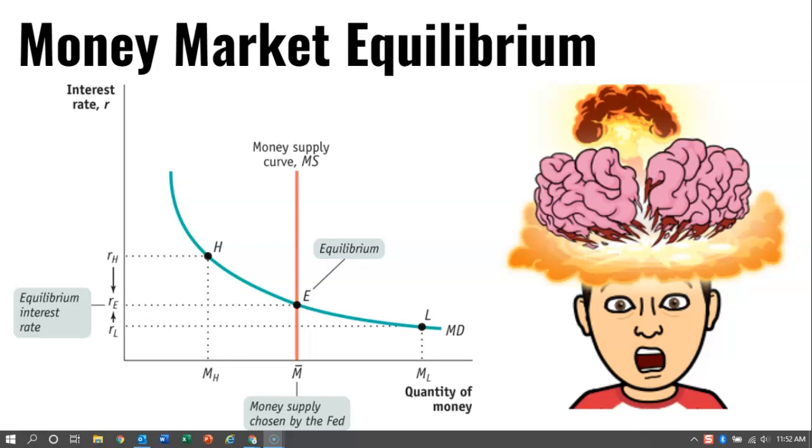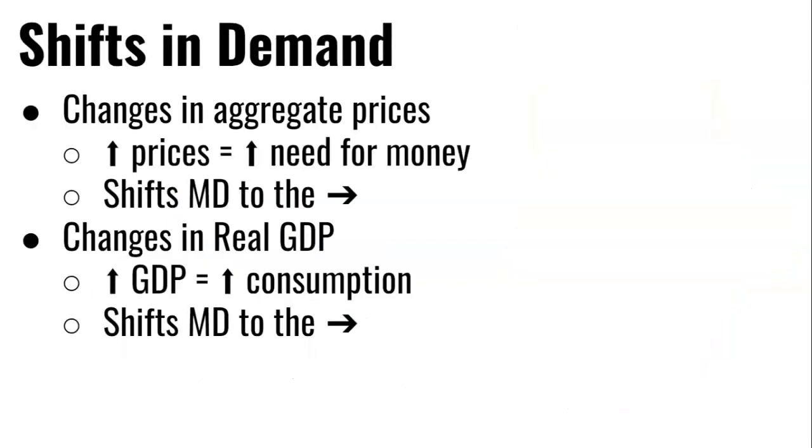And that market interest rate will change depending on if there's a shift either in the money supply or in the money demand. So what's going to cause demand to shift? Demand for money might shift based on a change in the aggregate price level. If prices are rising, then we need more money to buy the same amount of goods. So when aggregate prices are rising, there is a shift in money demand to the right. People will demand more money, regardless of interest rate, when things are more expensive.